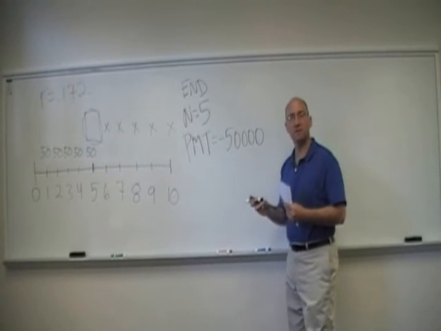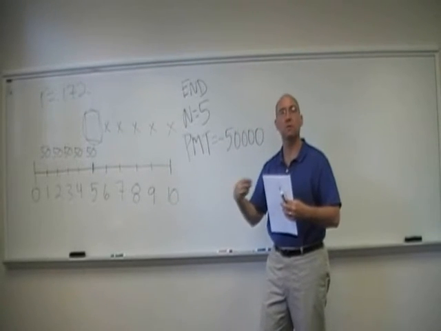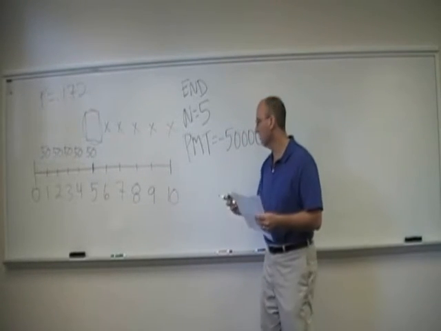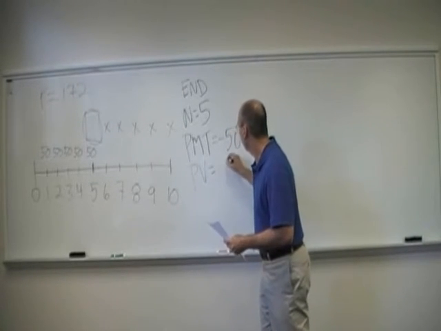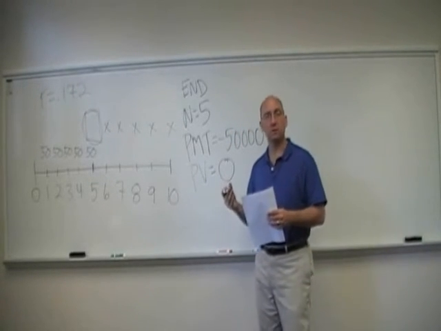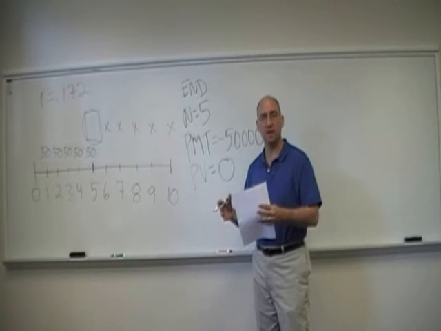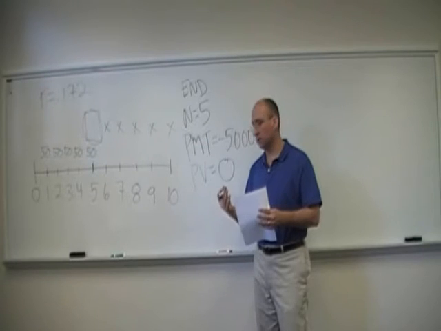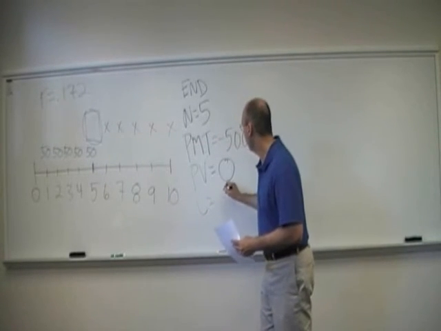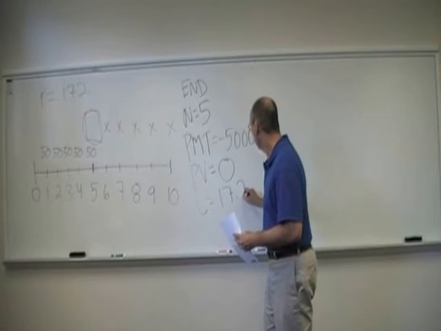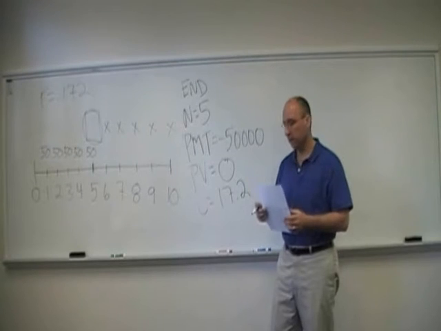And those payments are negative 50,000. He's going to pay 50 in 1, pay 50 in 2, pay 50 in 3, pay 50 in 4, pay 50 in 5. Present value is equal to 0, PV is equal to 0. There's no initial starting funds that he has in his account. He's not making a special payment initially. The interest rate is 17.2%. That's how much he expects to earn per year.